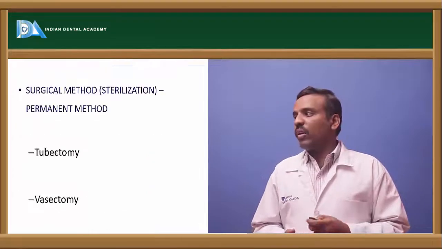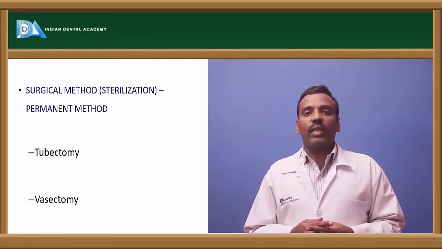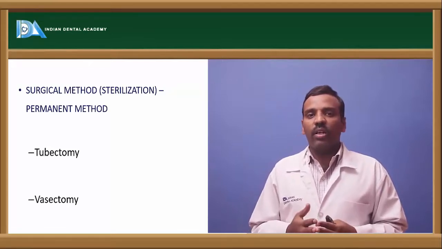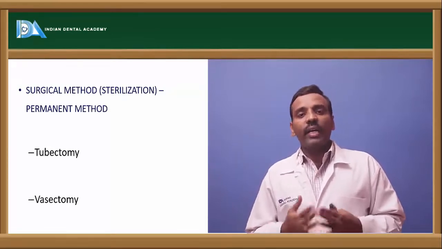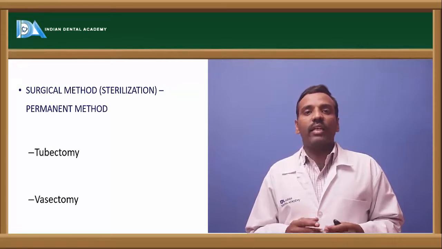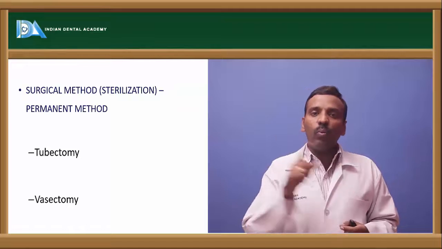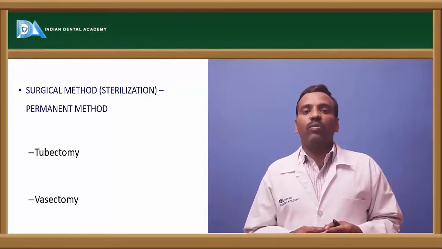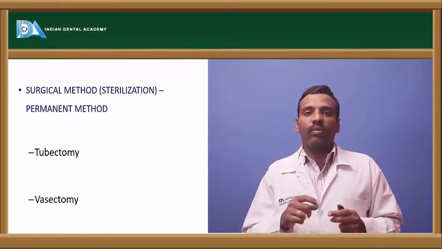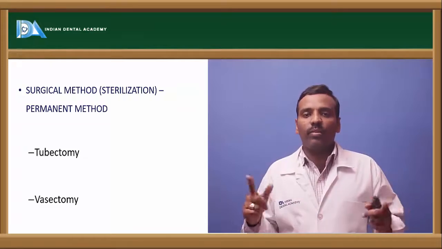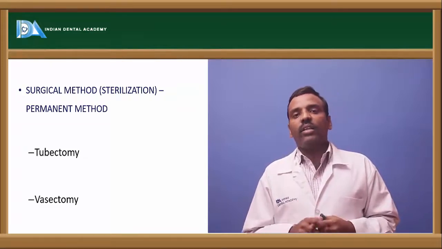Next, the surgical methods are of two types. In males it is vasectomy: cutting of the vas deferens and making a knot in the two ends, so there is no movement of the spermatozoa from one end to the other because of the knots in the two edges. That is in the case of males.